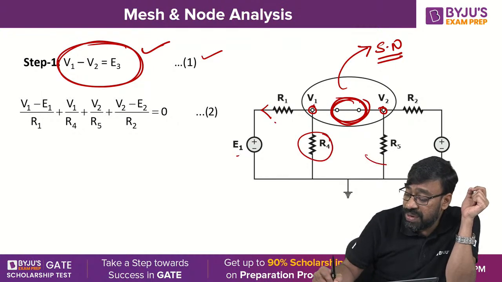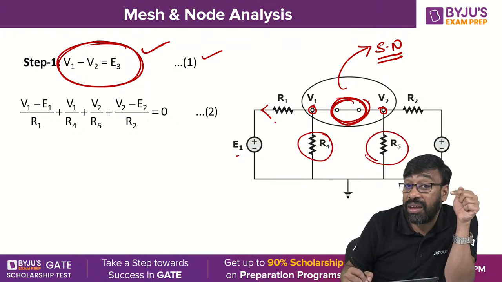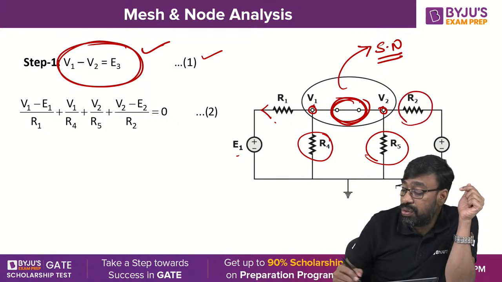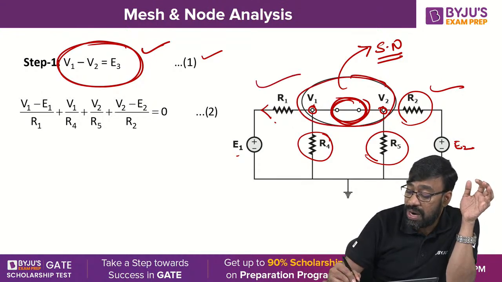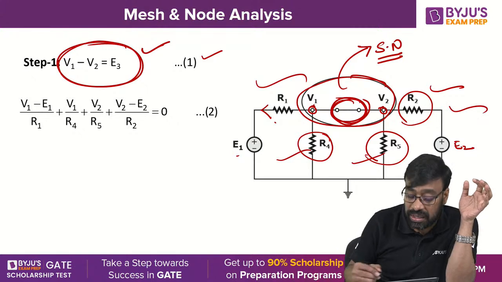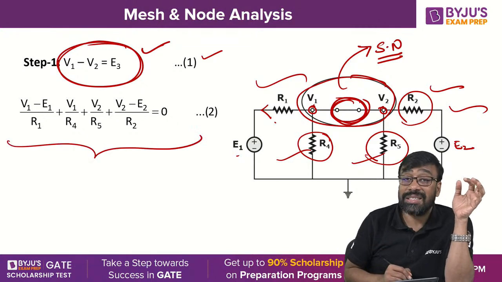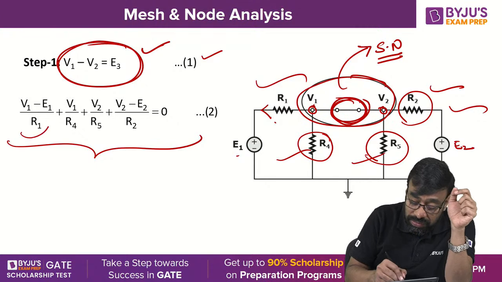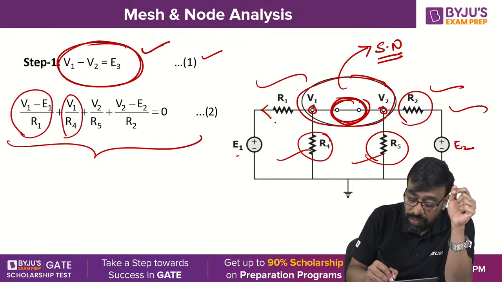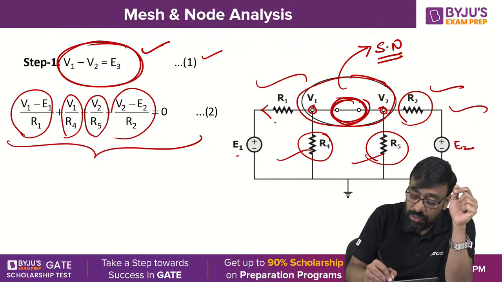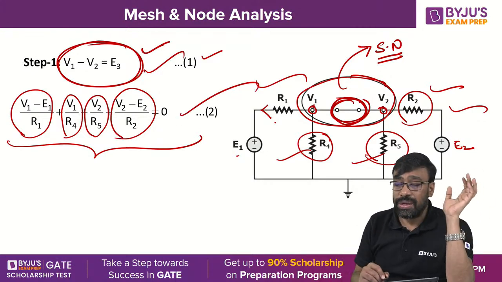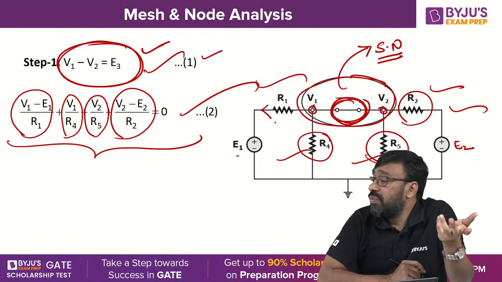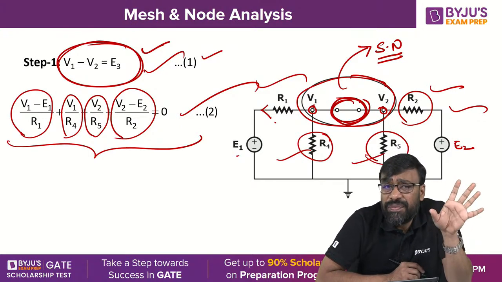V1 by R4. What was the branch current here? V2 by R5. What was the branch current here? (V2 minus E2) by R2. The same branch currents you are maintaining. For the supernode, there are 1, 2, 3, 4 branches connected. You get an equation consisting of 4 terms: (V1 minus E1) by R1, plus V1 by R4, plus V2 by R5, plus (V2 minus E2) by R2, is equal to 0. 2 equations, 2 unknowns. You can solve them and get the values of V1 and V2. Is it clear, all of you?